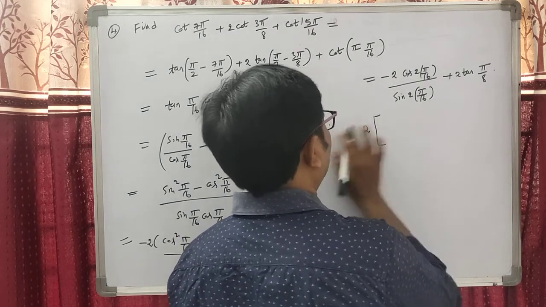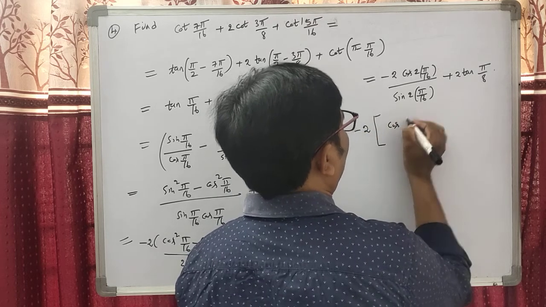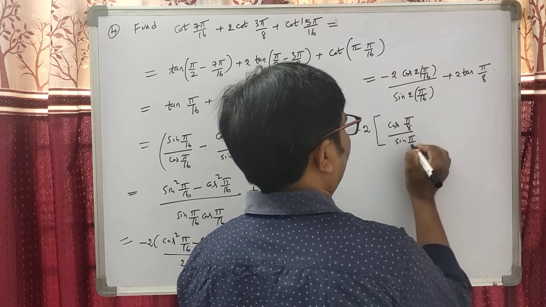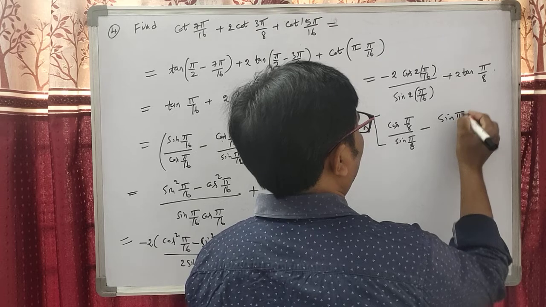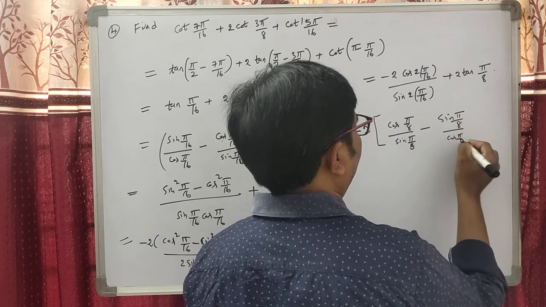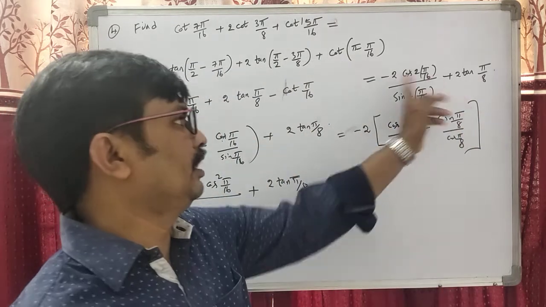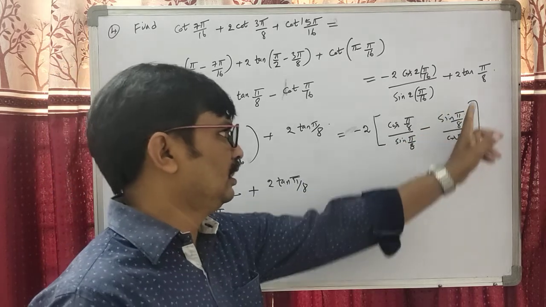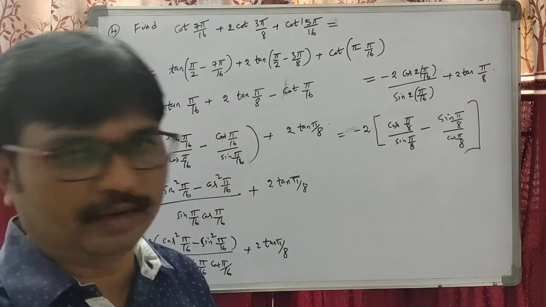Minus 2 is also common, students. When we take the minus 2 common, this is cos pi by 8 by sin pi by 8, and sin pi by 8 by cos of pi by 8. Do you understand, students? Here minus 2 is the common. Minus into minus is plus. And tan pi by 8 is sin of pi by 8 by cos of pi by 8.